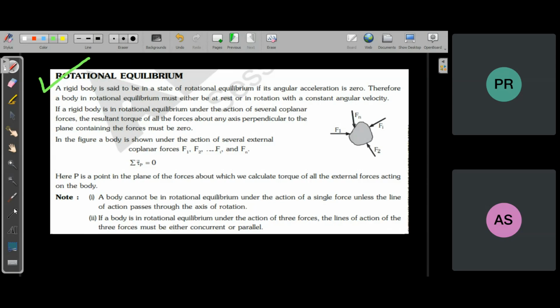Sir, in rotational equilibrium, can a body move in a straight line? Means it can have translational motion, sir? Yes, it can move. I will show you one example here.